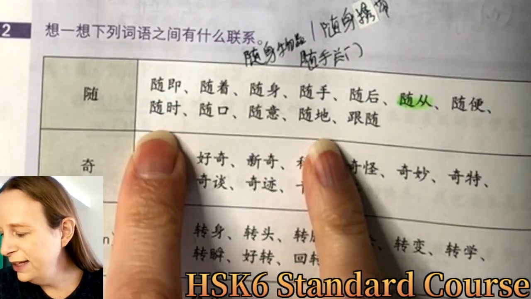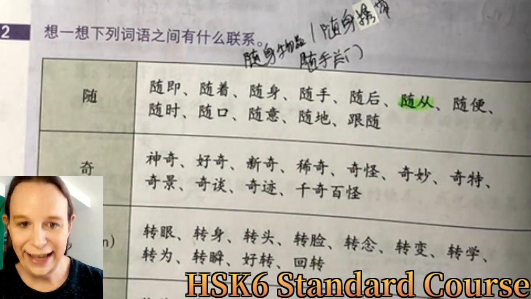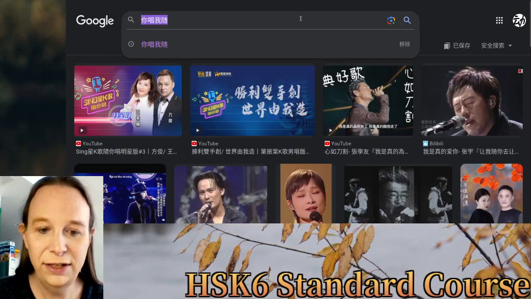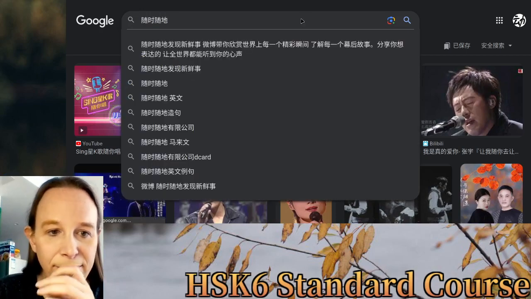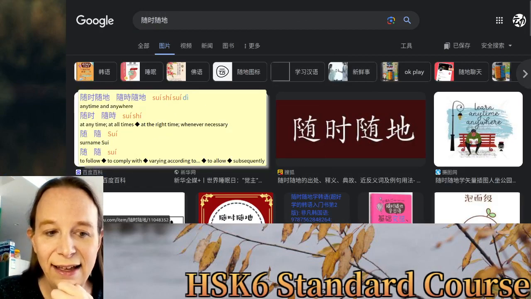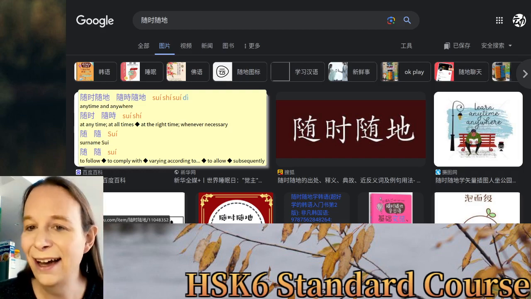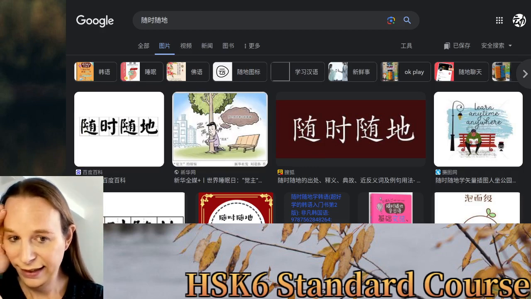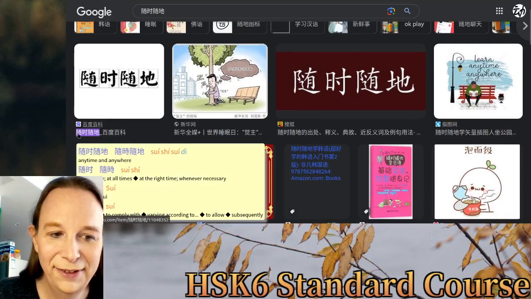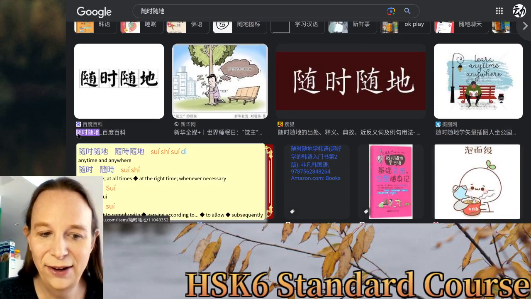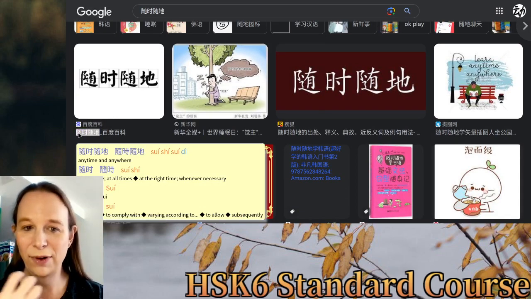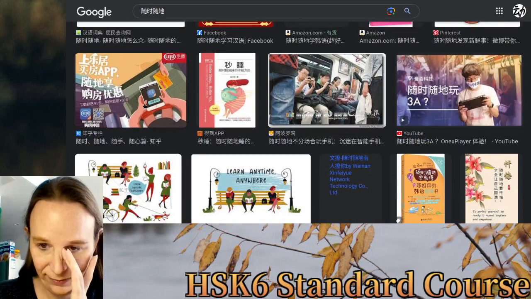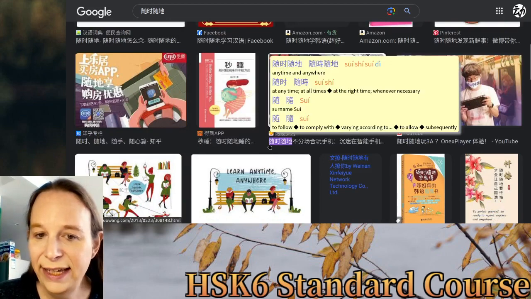Next, 随时, okay, 随时随地. I think these 随 mean arbitrarily. 随时随地. They usually come together, those two. Like 随时, anytime, anywhere. So 随时, anytime, 随地, any location. I do believe that 随 here means arbitrarily. So at an arbitrary time or an arbitrary place. Like not specified, non-specific, this sort of thing. Yes, okay, 随时随地.